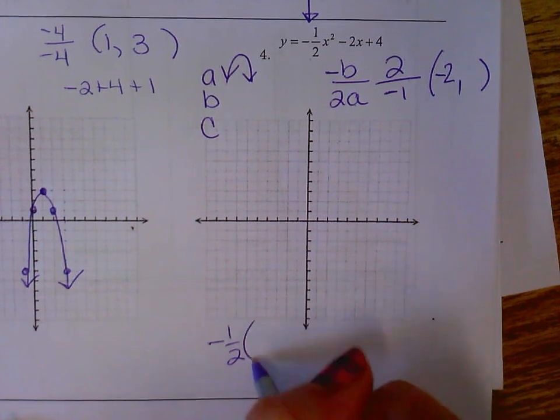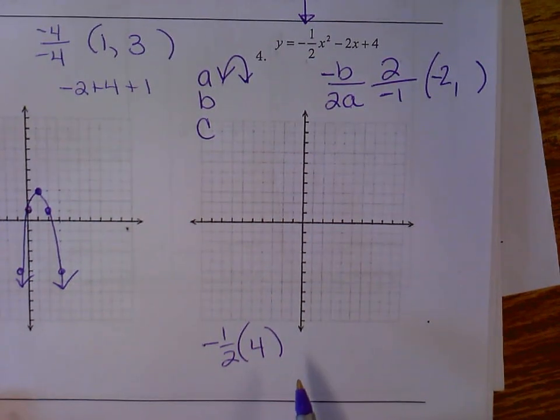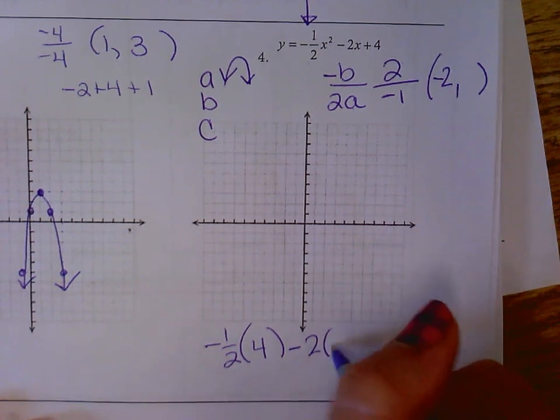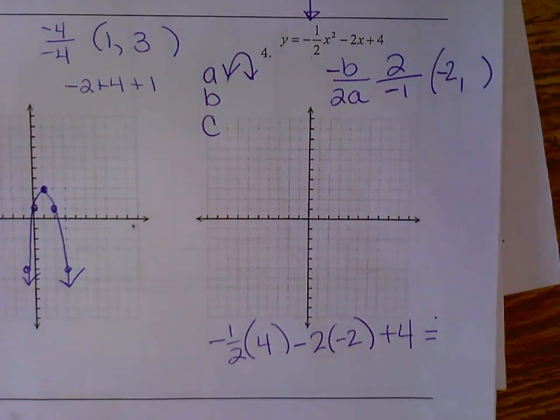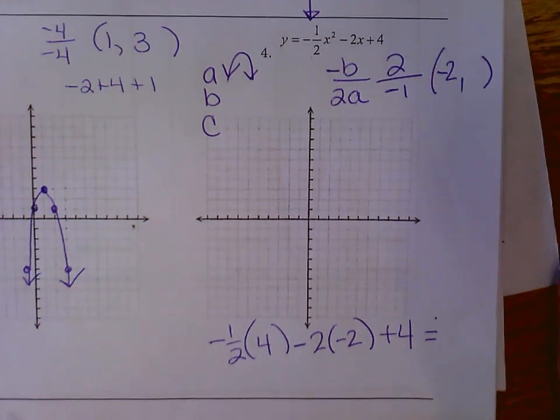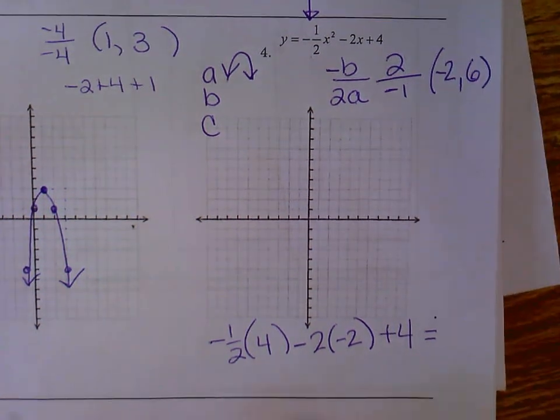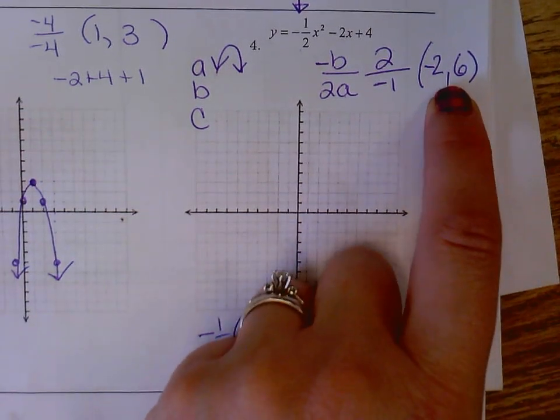I've got -1/2 times +4. Then I'm subtracting 2 times -2. And then I'm going to add 4. So what do I get as my result? This is -2. This is +4. And this is +4. So what's -2 plus 4 plus 4? 6. So my vertex is at -2, 6.